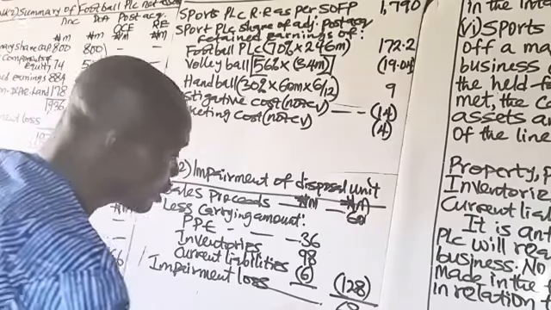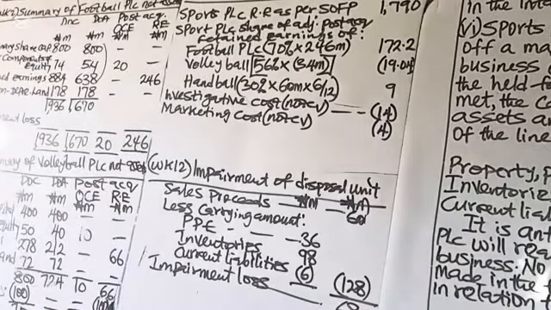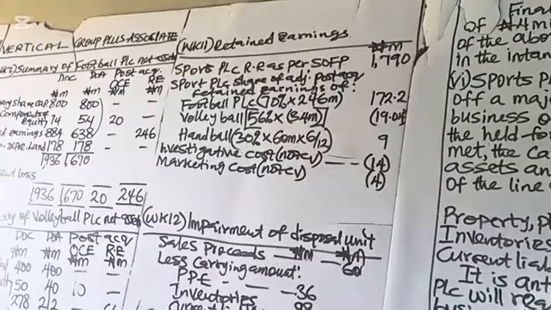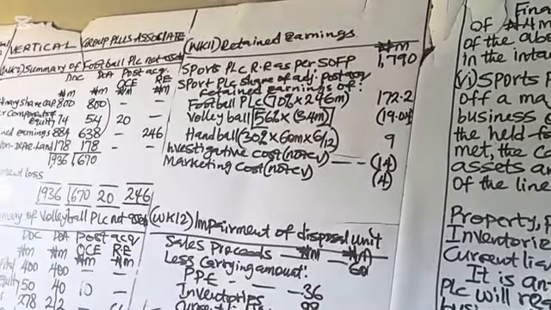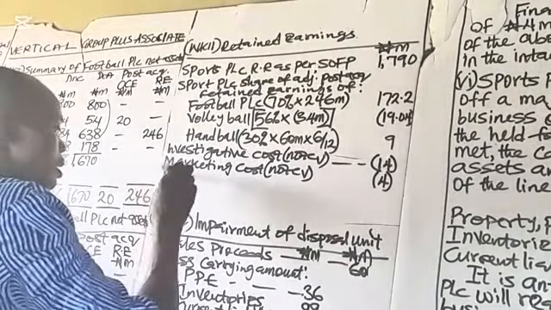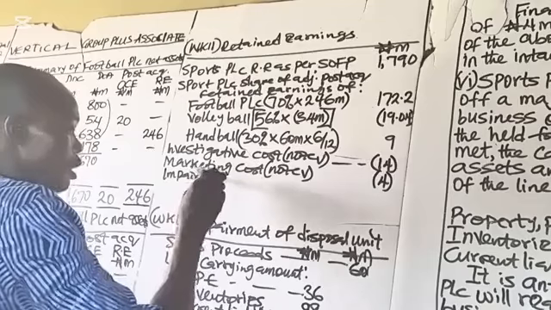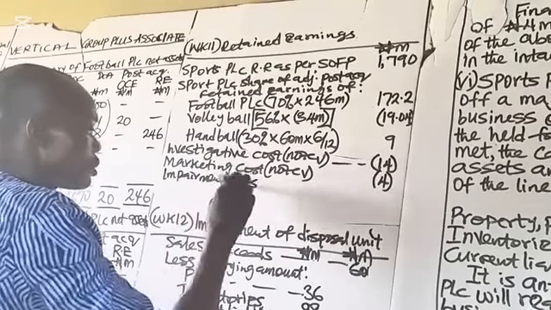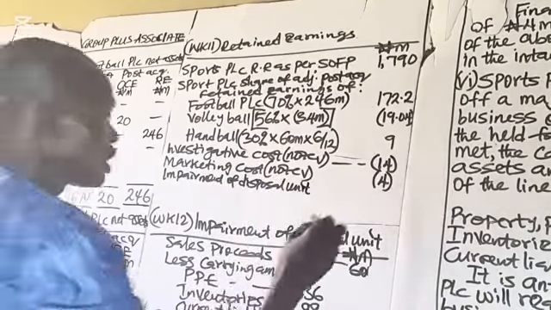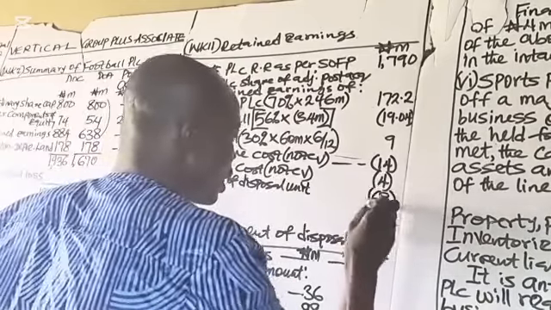And this impairment loss of 68 million will be adjusted in the retained earnings. So we have impairment loss of disposal unit or disposal group. We have 68 million. So we deduct that.